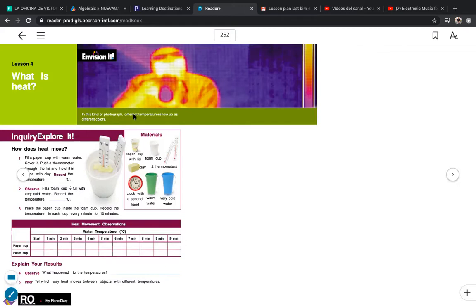In this kind of photo, different temperatures show up as different colors. Okay, these are called thermal energy pictures. They show us the energy of the persons, or the temperature of the persons, if they're hot, if they're cold. And every time these images are taken, they see our blood. Our blood is the one that has the temperature. It's not our body, it's our blood.